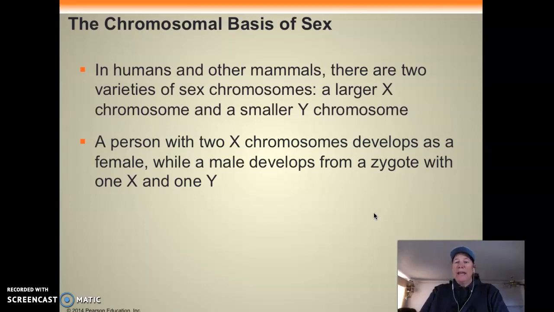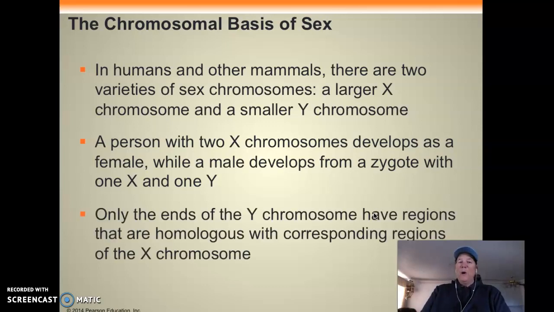But again, XX is a female, XY is a male, and it's in the zygote. It's the last set of chromosomes. And it is in animals and plants. Well, not plants, because plants are both. Never mind. Scratch that. I didn't say that. Animals. Only the ends of the Y chromosomes have regions that correspond. So they do know that they're supposed to go together, but it's just the ends of them. And again, the Y is a smaller chromosome. It's a little nubbin.